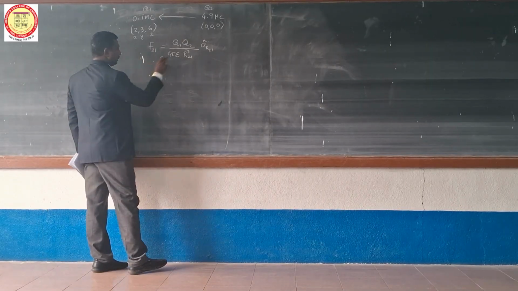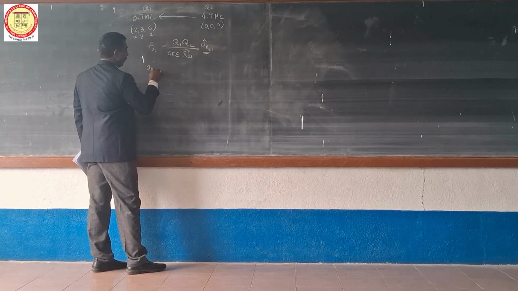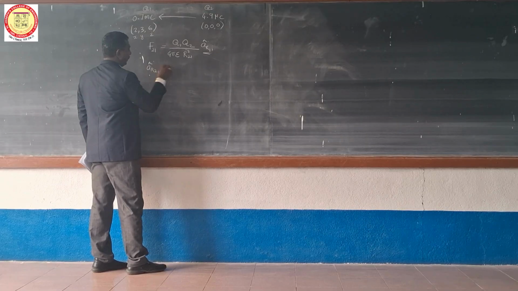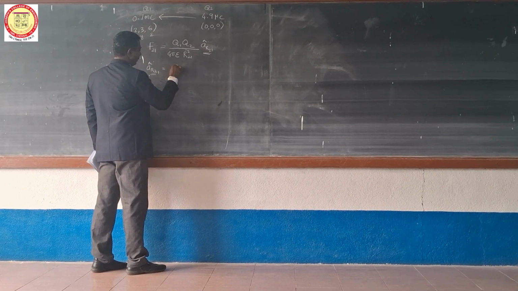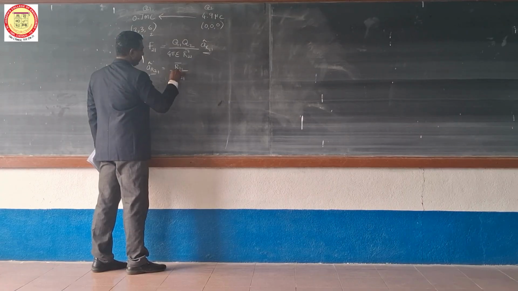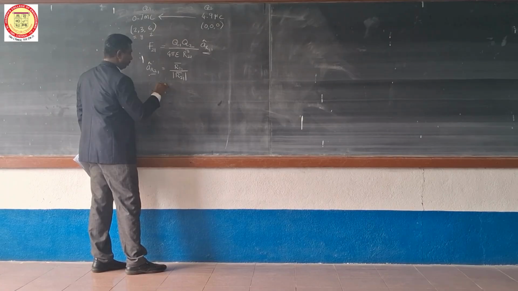Fine. So first thing is you want to find this unit vector AR21. We know the formula. It is nothing but R21 vector divided by modulus of R21 vector. So the next topic is how to find R21 vector.